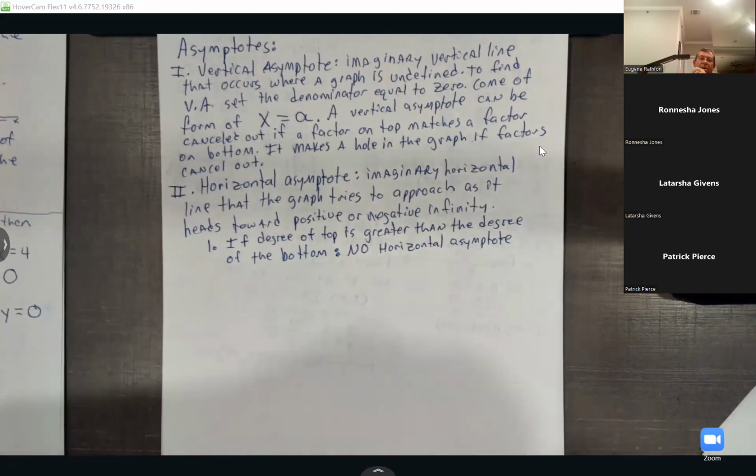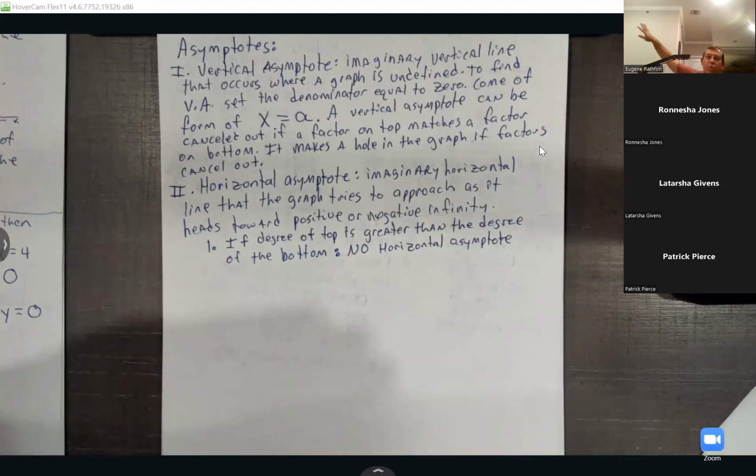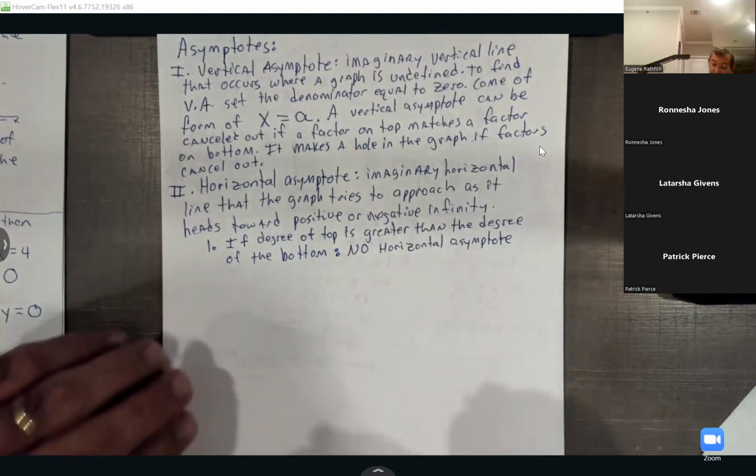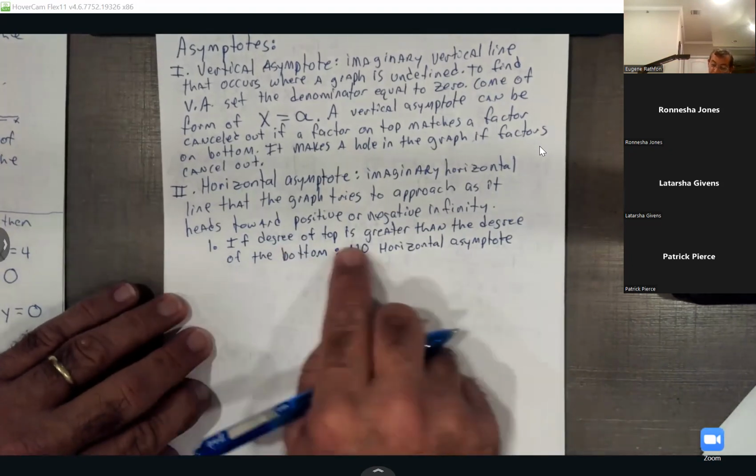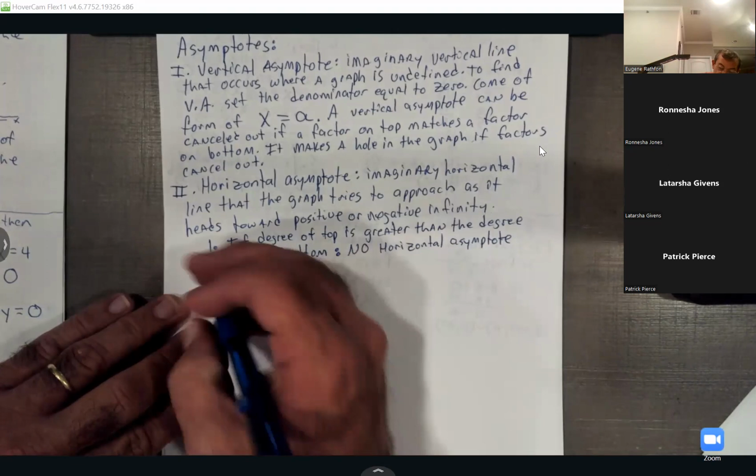If the top is bigger, say an x to the 4th and the bottom was just the x, well, the x to the 4th is going to keep growing so much faster than the x on the bottom that it'll never make an asymptote. It'll just keep heading off towards positive infinity and stuff like that, okay? So degree of the top is greater than the bottom, no asymptote.